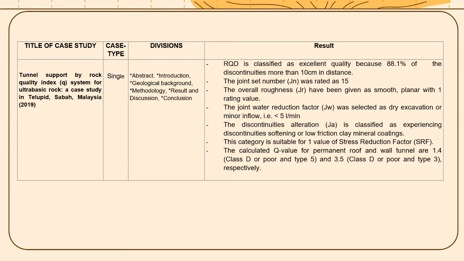The joint set number was rated as 15. The joint roughness has been given as smooth planar with a rating value of 1. The joint water reduction factor was selected as dry excavation or minor inflow, lower than 1 liter per minute. The discontinuities alteration is classified as discontinuities with softening or lower friction clay mineral coating. This category is suitable for the value of 1 for the stress reduction factor. The calculated Q values for permanent roof and wall tunnel are 1.4 and 3.5 respectively.